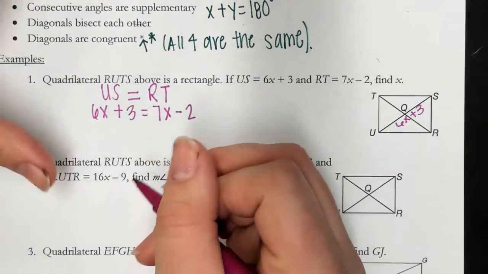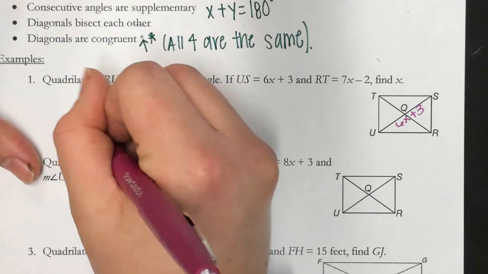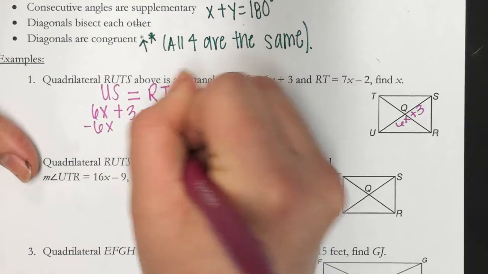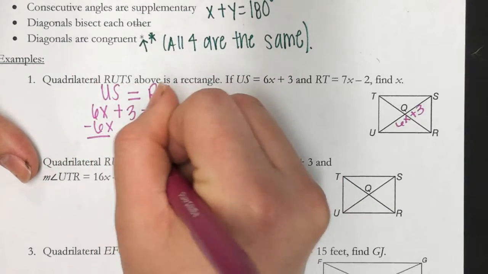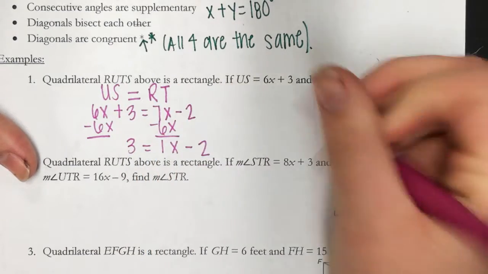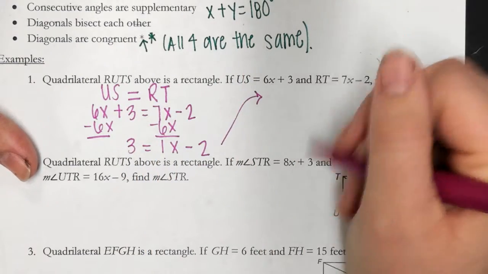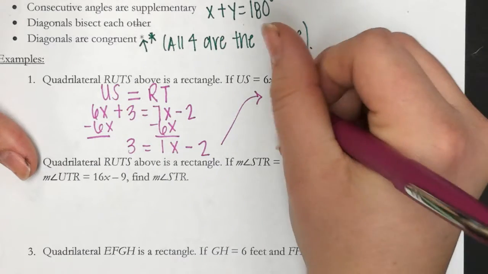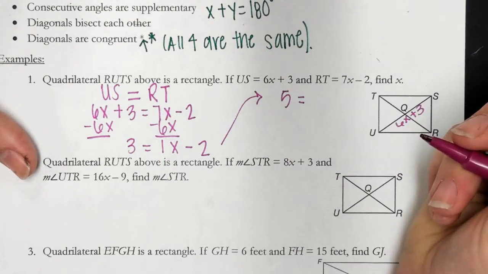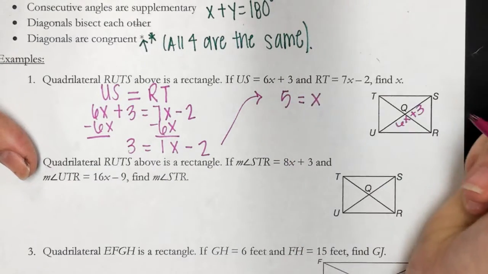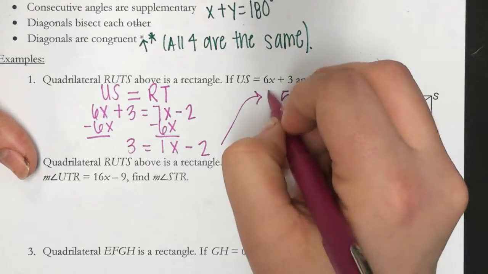Subtract 6x from both sides. So when you subtract, you get 3 is equal to 1x minus 2. When you add 2 to the other side, 3 plus 2 is 5. So 5 is equal to x. Is that what I was looking for?